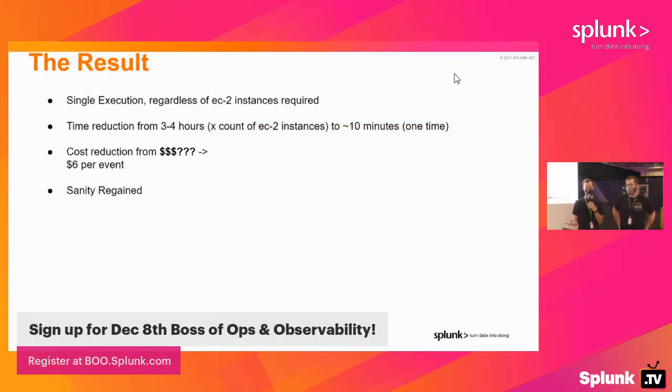And so what was the actual result? Did this actually work? So now we have a single execution of this process. We don't have to run it across multiple EC2s. Most importantly, though, we're able to reduce the time that this actually takes from 3 to 4 hours on a giant EC2 to just about 10 minutes, and we only have to run it once per event. So the cost reduction here, it was costing us a lot to run all those EC2s for every event, but now we're down to $6 per event, which is really awesome. And our development time has gone down, and our sanity has been regained.